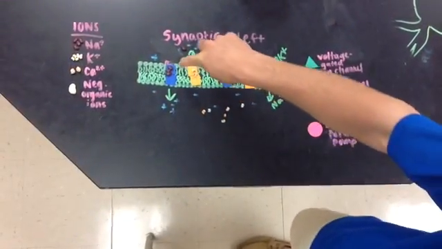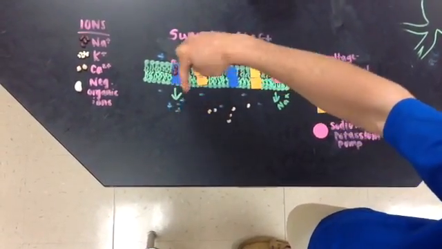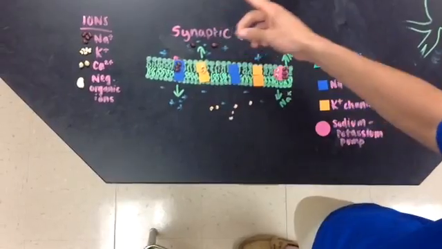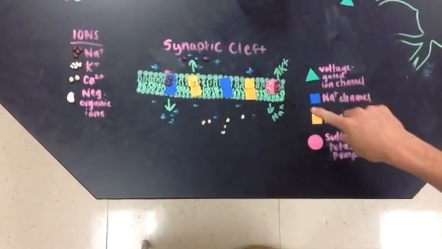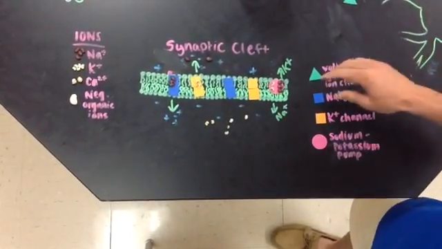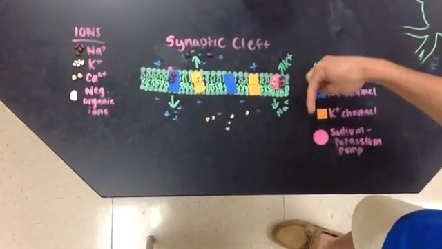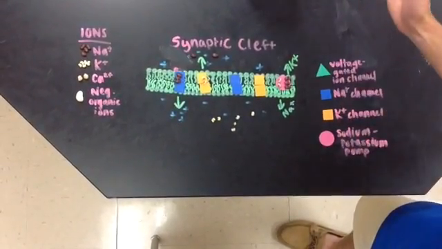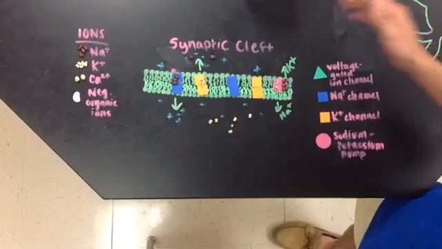Here are the sodium ions coming in through the channel and the potassium ions going out. And then over here, after hyperpolarization, to reset the charges of the membrane, here are the sodium ions coming in 2 at a time and the potassium ions going out 3 at a time to reset the charge across the membrane of the synaptic cleft.